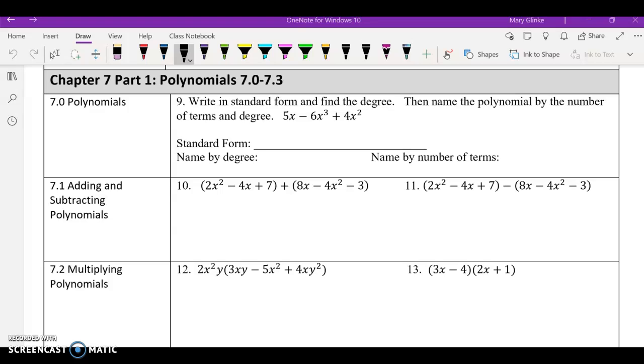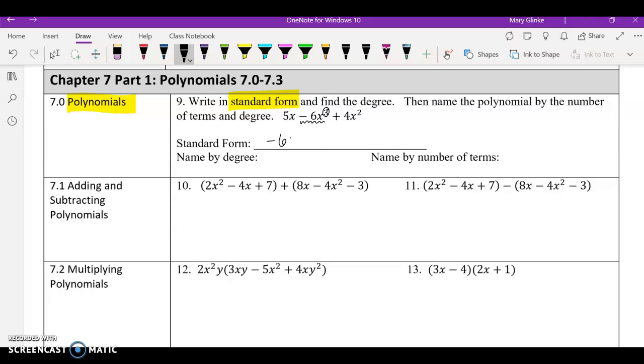The goal of this is to review Chapter 7, Part 1, all about multiplying polynomials and putting them in standard form for finals. So this unit started off by taking polynomials and we wanted to write them in standard form. Standard form means the highest degree comes first. If you look at these three terms, the highest degree means the highest exponent.